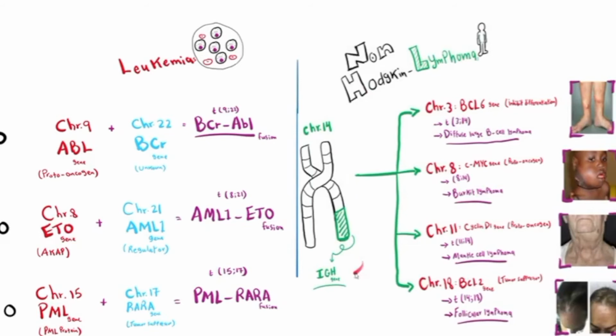So there's this gene called the IGH gene. Basically, it's a gene in chromosome 14 that encodes for the heavy chains in the antibodies. IGH stands for the immunoglobulin heavy locus, and it's quite troublesome because translocation between this gene and 4 different genes in 4 different chromosomes leads to 4 different types of lymphomas, classified as non-Hodgkin lymphomas.